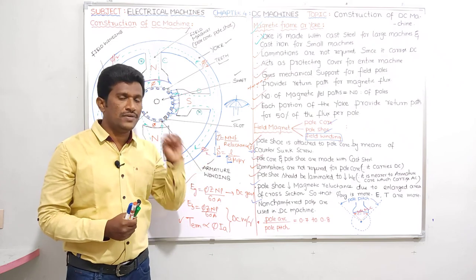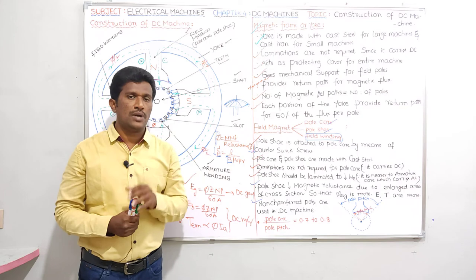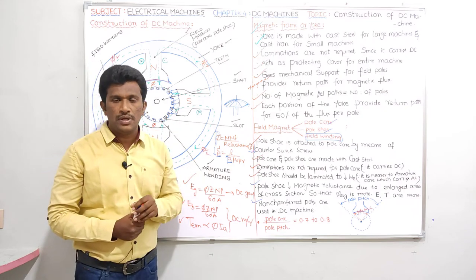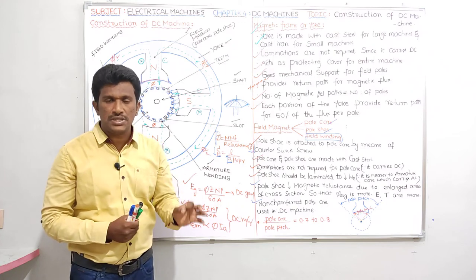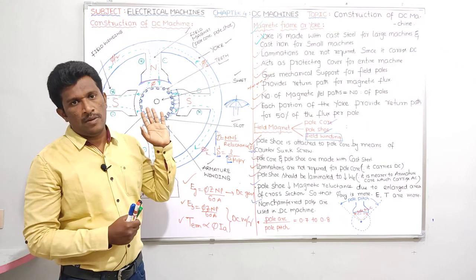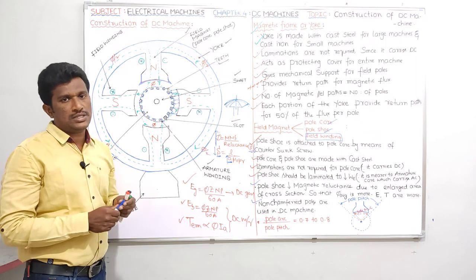Once again, I had given this definition in synchronous machine. Please try to refer to the topic, terms belonging to armature winding. One topic is there in synchronous machine, and there I had given the definition for pole pitch. Pole pitch means the distance between two identical points like this.